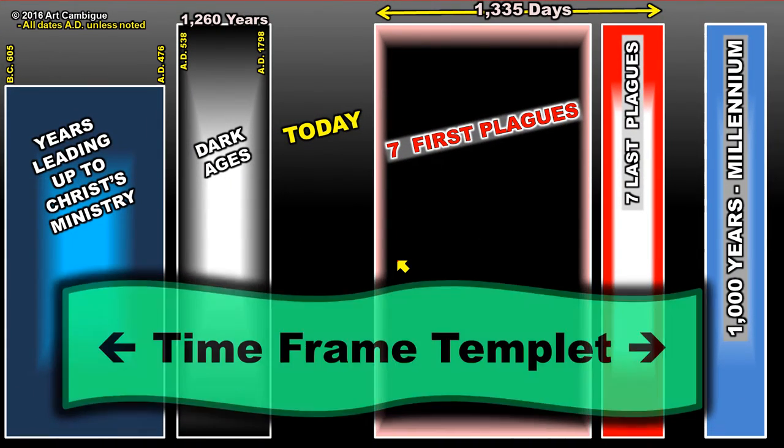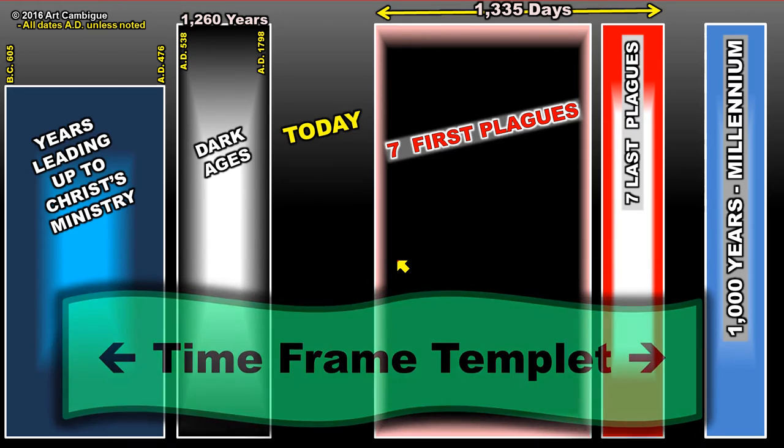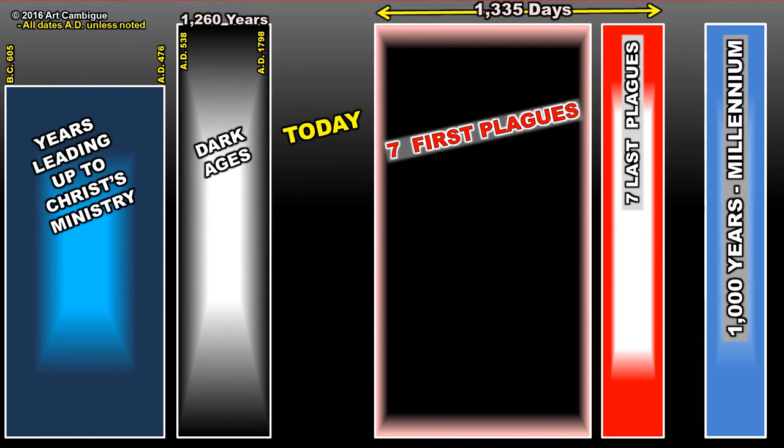Well, this is what I call a time frame template, and I'm going to be using this template to lay out the various prophecies as we go along. And let me show you what they're about here. This first block consists of the years leading up to Christ's ministry. The second block here has to do with the Dark Ages. The third area, which is not a block, it's just a gap. The Bible talks about a delay that Christ puts into the last day tribulation events. And we are currently in this delay area here right now.